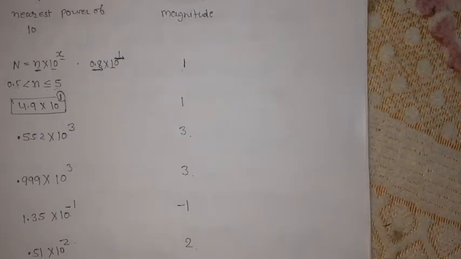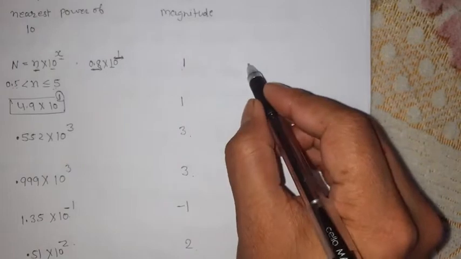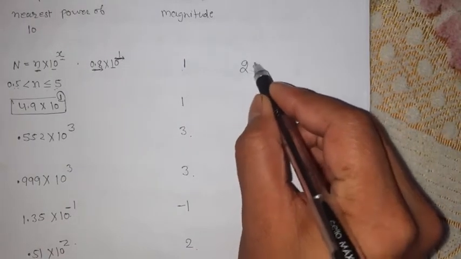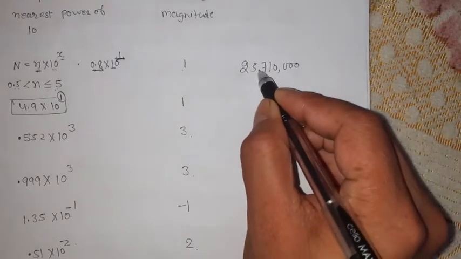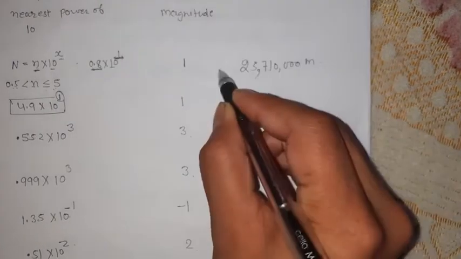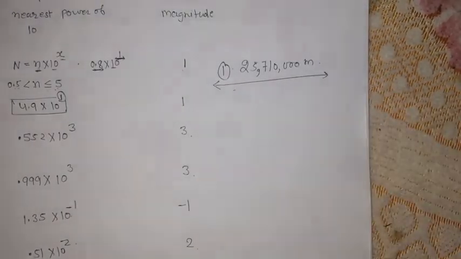Now let me give you a question based on that. This is the number which is given to us, 257100000. This is in meters, so you have to find out the order of magnitude for this value and comment it.